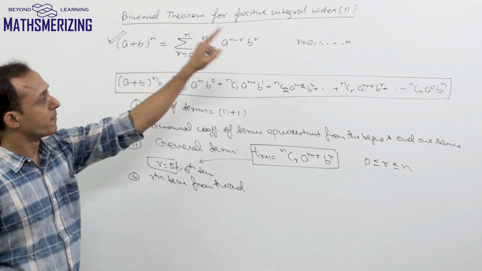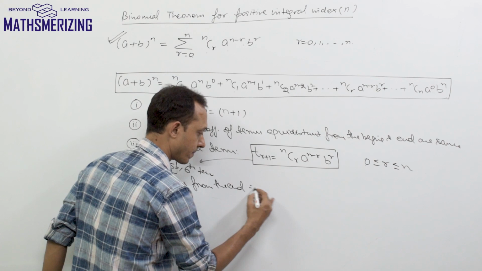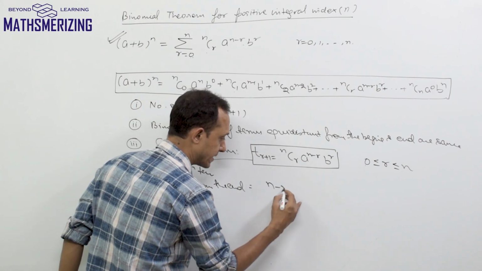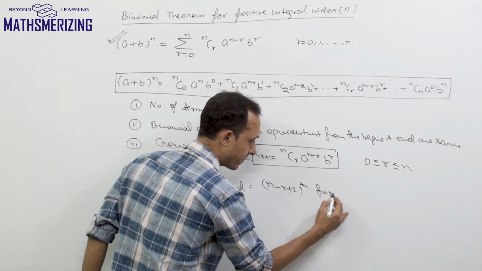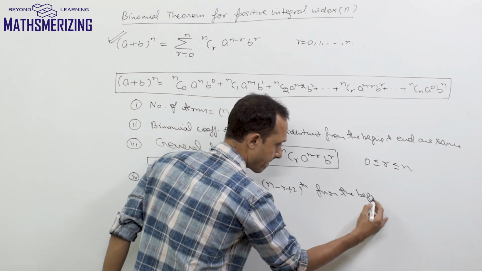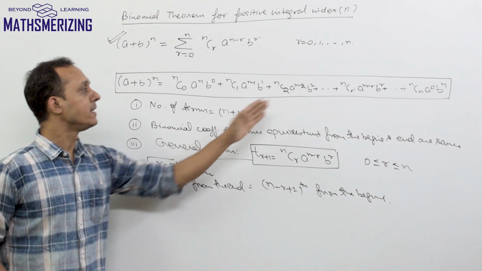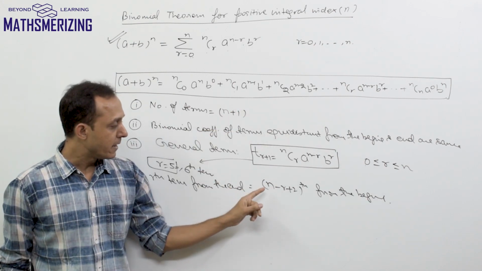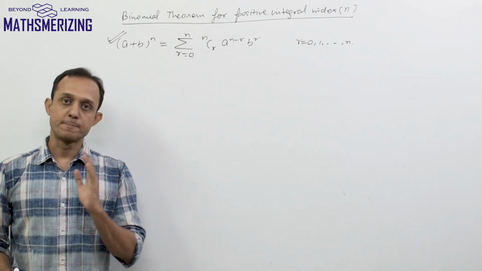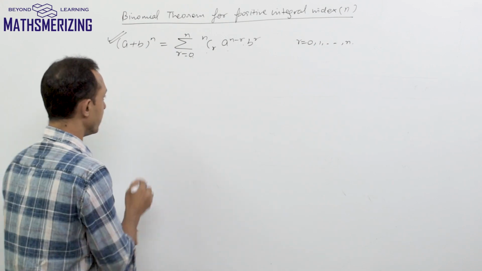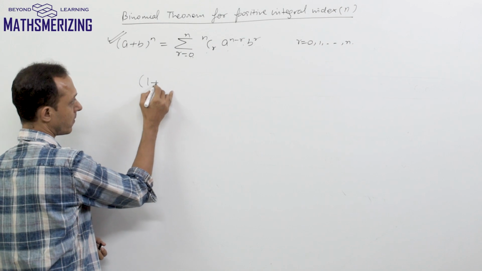So the rth term from the end simply will be the (n minus r plus 2)th term from the beginning. So if someone says find the third term from the end, then it will simply be the (n minus 3 plus 2)th term from the beginning. Now one of the expressions that we frequently use in binomial theorem is the expansion of (1 + x) to the power n.